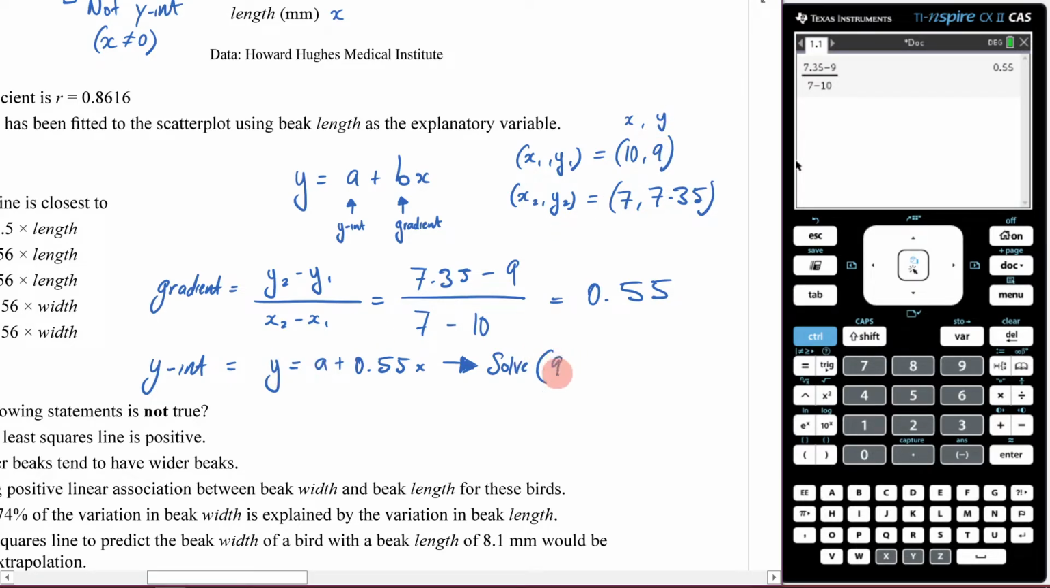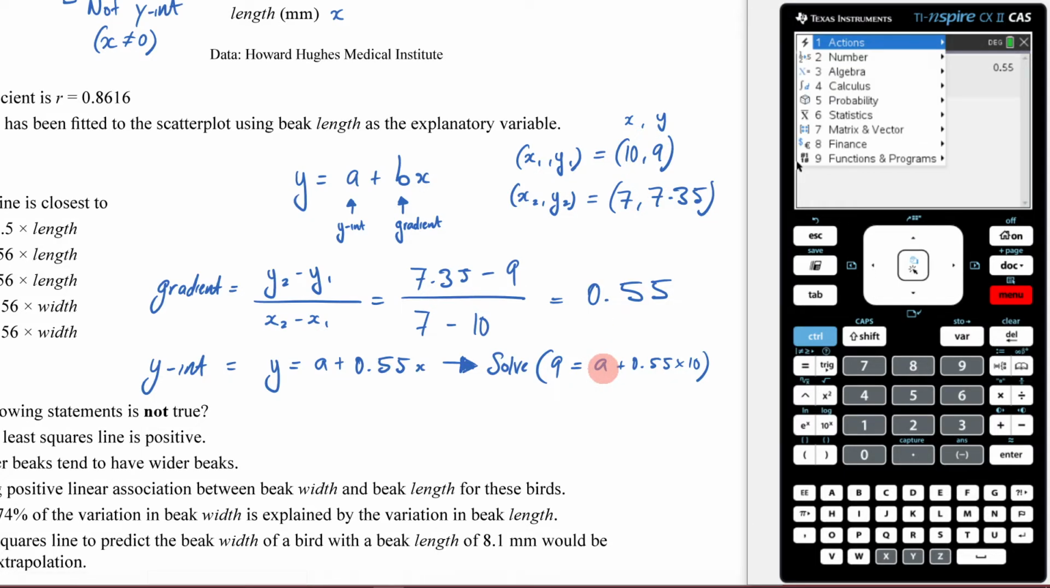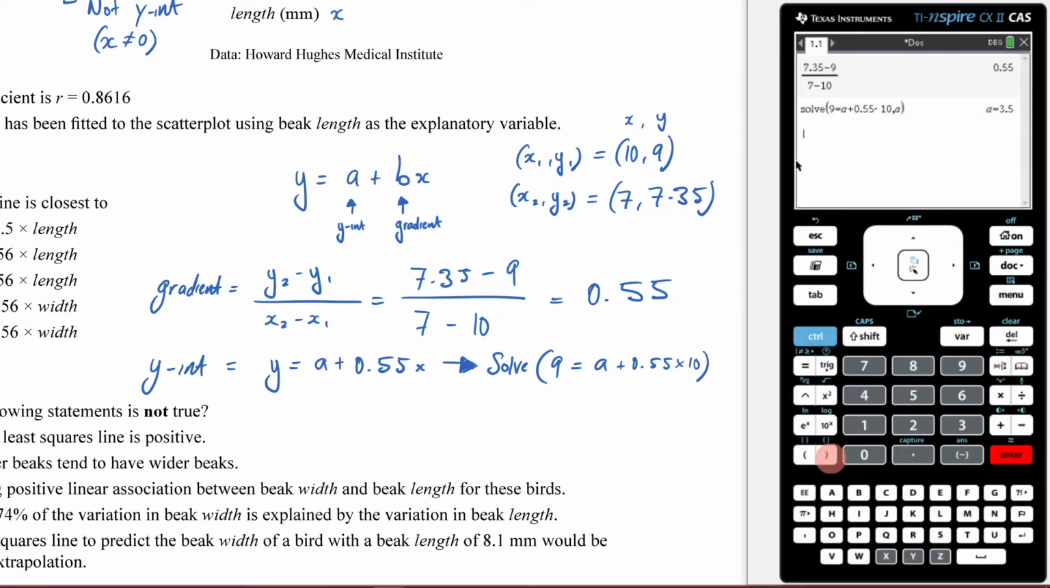So 9 is equal to, I don't know what a is, plus 0.55, and then my x value is 10. So you times it by 10. So you can see what I've done here. Into my y spot and into my x spot, I've subbed in this point, and now I'm going to solve it for a. So I would go menu 3, 1, and I'm going to go 9 is equal to a plus 0.55 times 10, comma a, close my brackets, and when I hit enter, I'm going to end up with a is equal to 3.5. And just like that, I've solved for a.